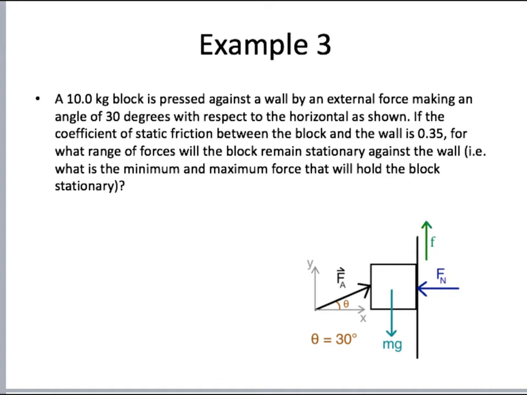Now let's look at what the problem's actually asking. It says, if the coefficient of static friction, that means it's not moving, it's stationary, between the block and the wall is 0.35, for what range of forces will the block remain stationary against the wall? In other words, what is the minimum and the maximum force that will hold the block stationary?